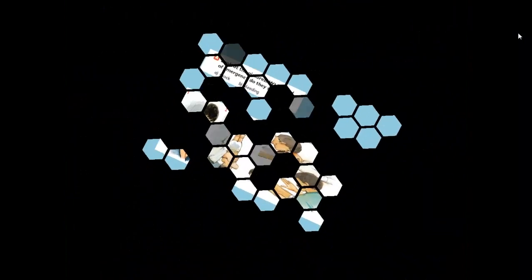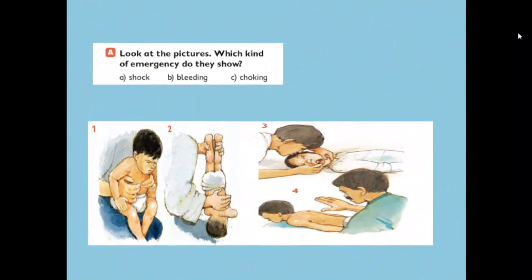Let's do the first task or practice number A. Look at the pictures below. We have 1, 2, 3, 4 pictures. Look at them carefully. Which kind of emergency do they show? Do these pictures show a shock, bleeding, or choking? Which kind of emergency do they show?